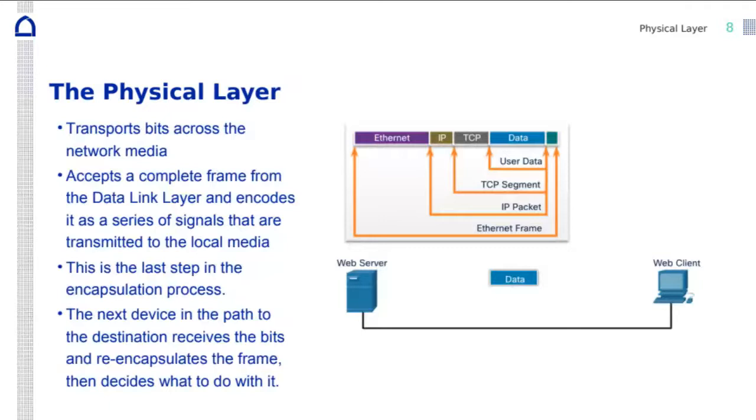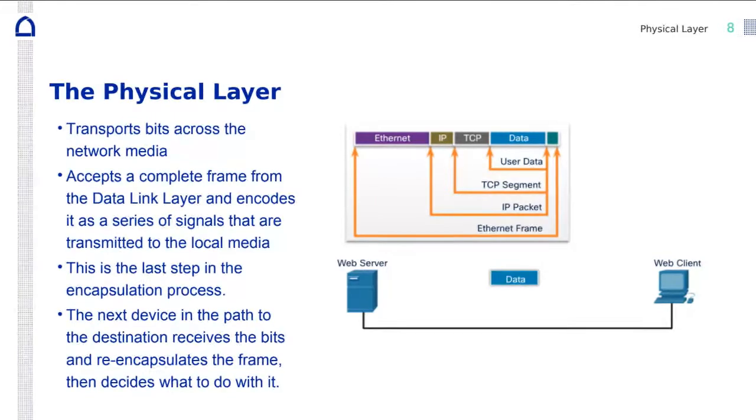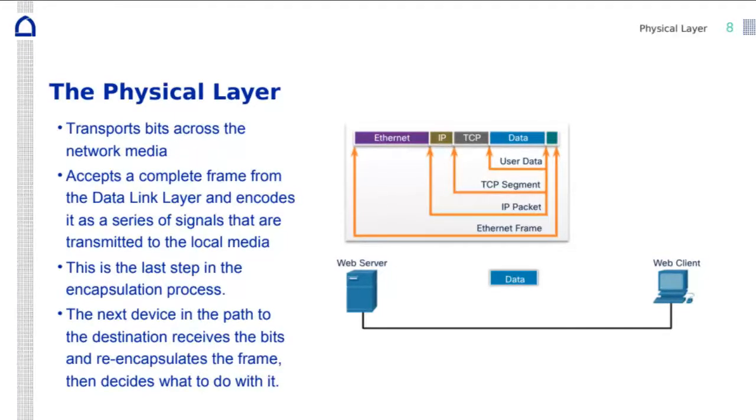The physical layer is responsible to transport or transmit bits across the network media. It will accept the frame from the data link layer and encode it as a series of signals that are transmitted to the local media. Okay, so this is the last step in the encapsulation process. And then when it arrives at the destination, it will receive the bits, and then they are re-encapsulated into the frame and sent to the data link layer.